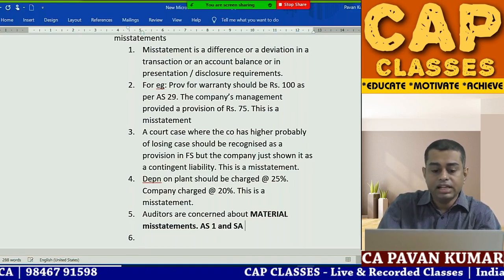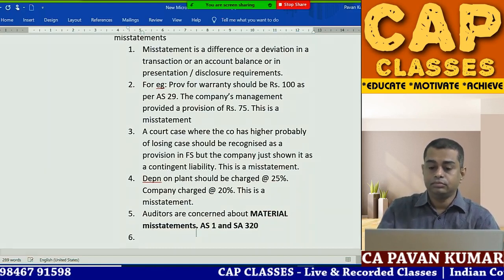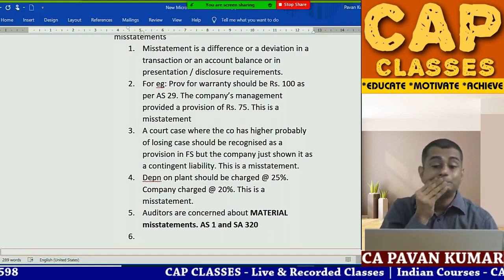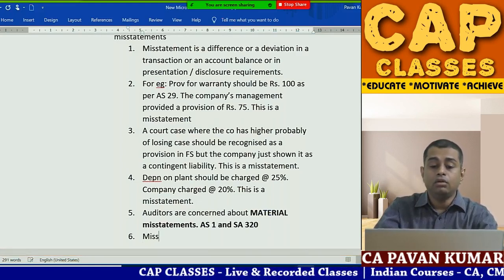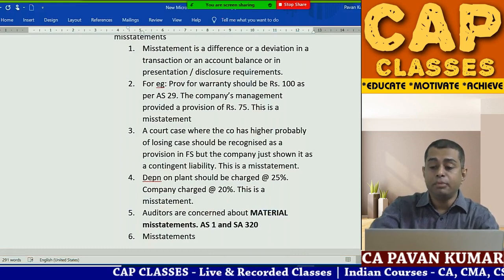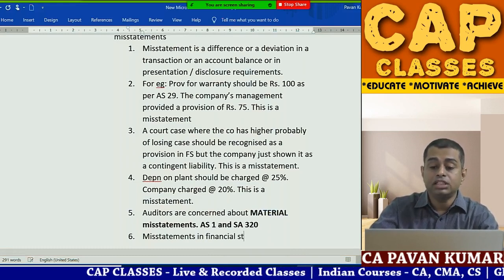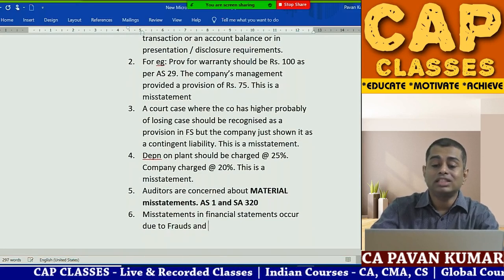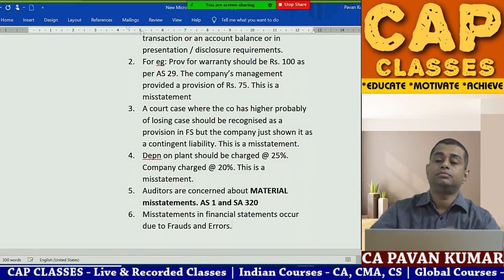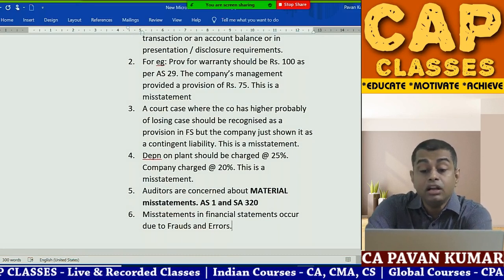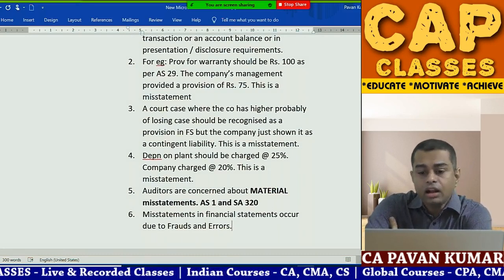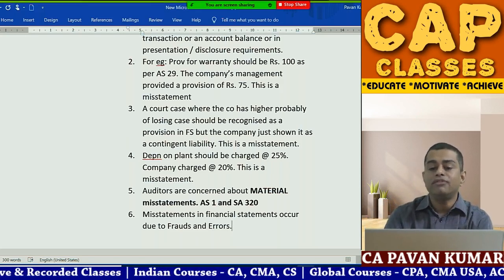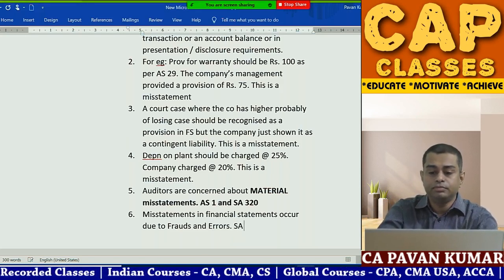AS1 and SCA 320. So auditors are concerned about material misstatements. Then write down: misstatements in financial statements occur due to frauds and errors. So why is there a misstatement? It could be because of error, it could be because of fraud. More about errors and frauds we'll see in SCA 240.